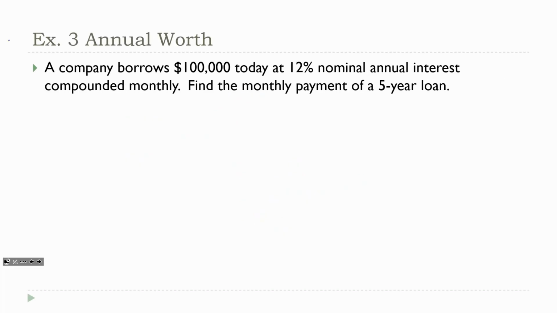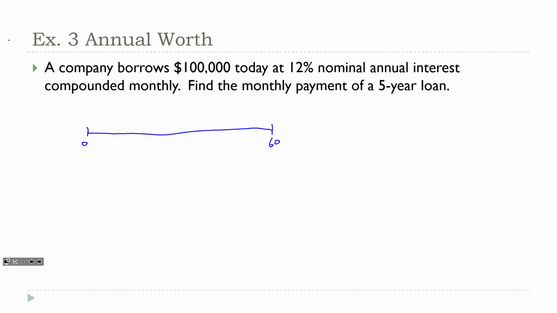All right, so this one, the company borrows $100,000 today at 12% nominal annual interest, compounded monthly. Find the monthly payment of a 5-year loan. What's our total number of periods? 60. Very good. The number of periods does not always have to be years. It's just the number of compounding periods. And since we're compounding monthly, we're going to go from 0 to 60.